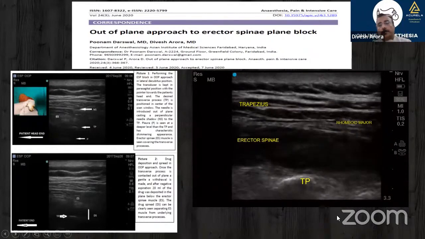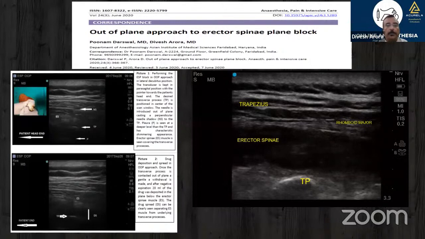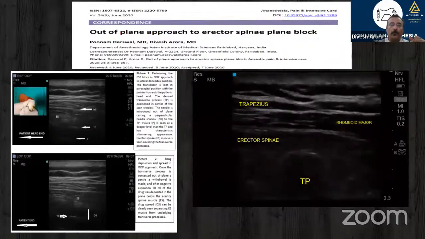So I call this a beginner's block because it can be very easily done. And if you have residents under you or fellowship candidates, you can certainly teach them. It's an easy block to perform in the out-of-plane approach. And once they gain proficiency, then you can ask them to switch over to the in-plane approach.